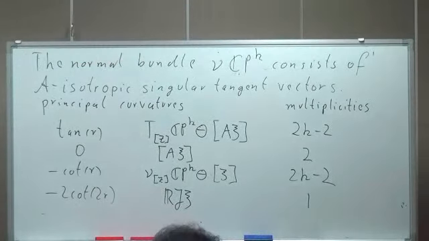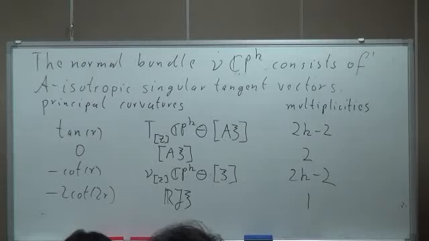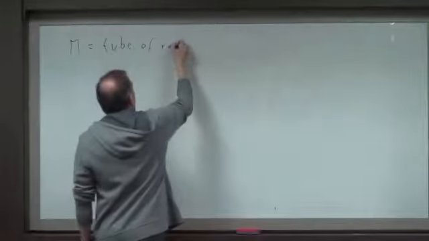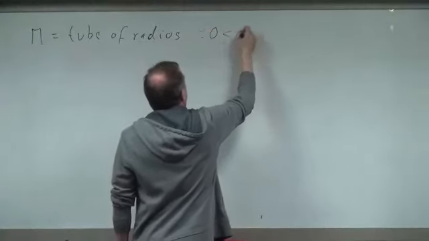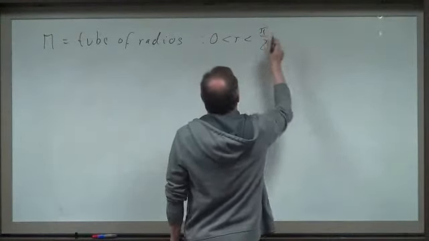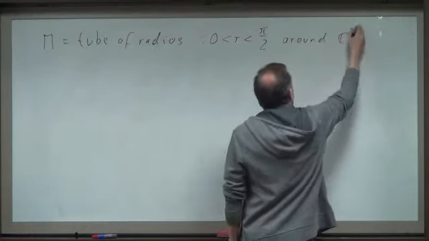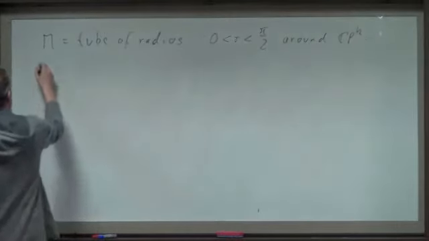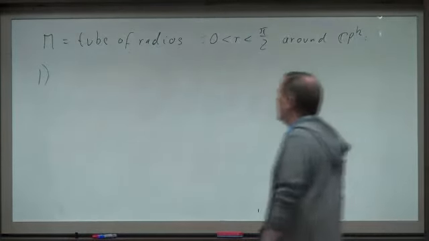So what do we see? What can we see from this about the geometry of the tubes? If we say M is a tube of radius r around CPK, our first observation is, again, J of the normal vector is a principal curvature vector, so we have a Hopf hypersurface.